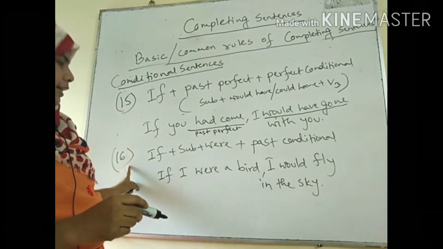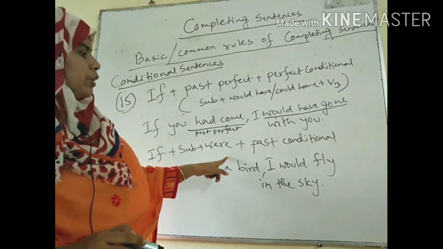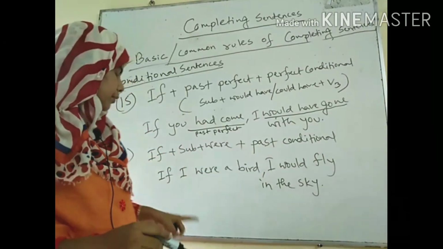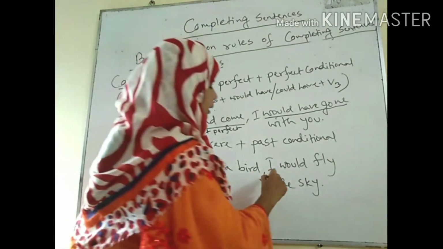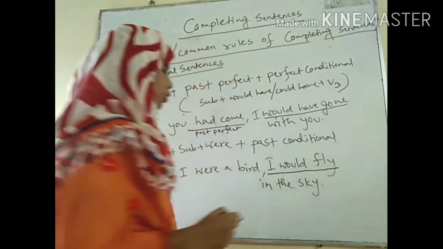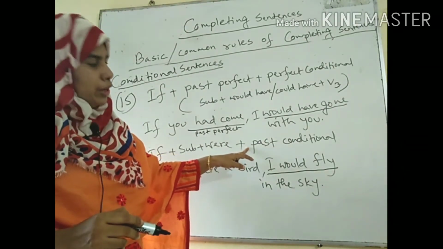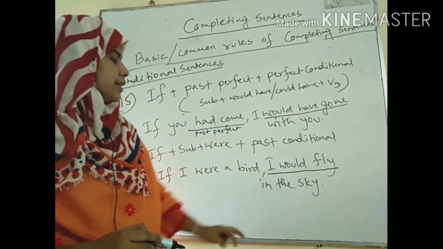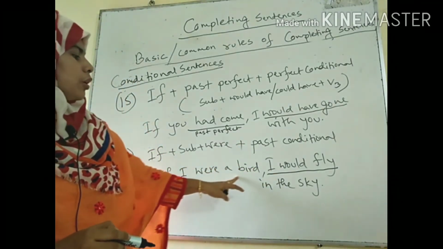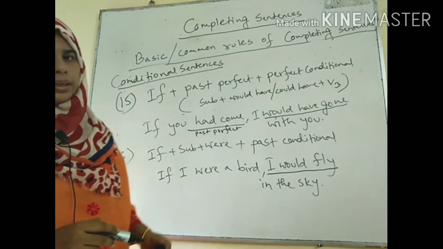And then the last one of our conditional: if plus subject plus were plus past conditional. For example, if I were a bird, I would fly in the sky. I would fly, past conditional. Here we can use perfect conditional also, but past conditional is easy, so we will follow this one. If I were a bird, I would fly in the sky.